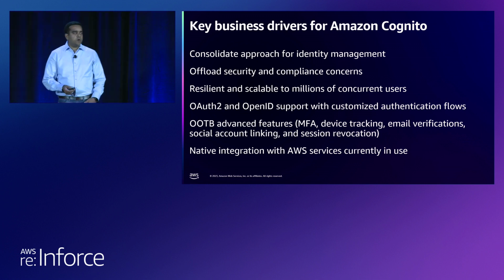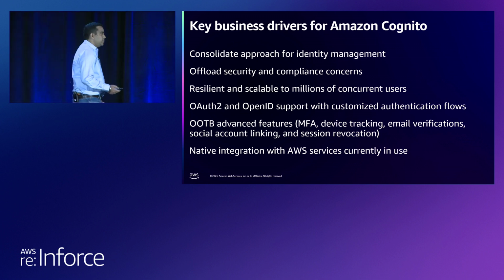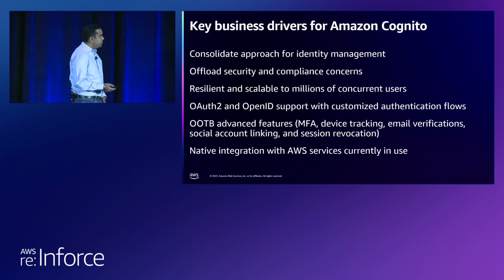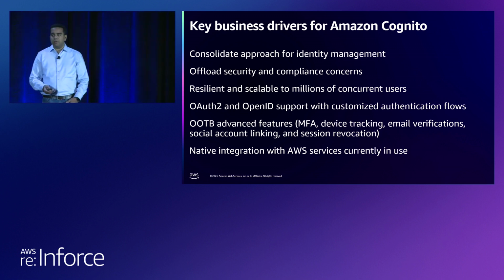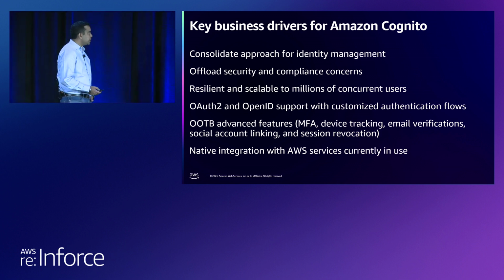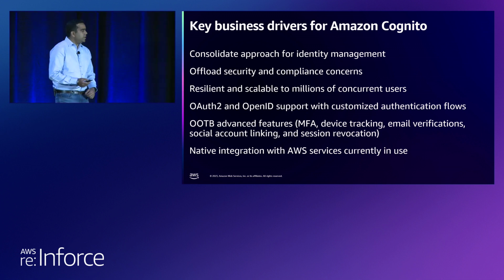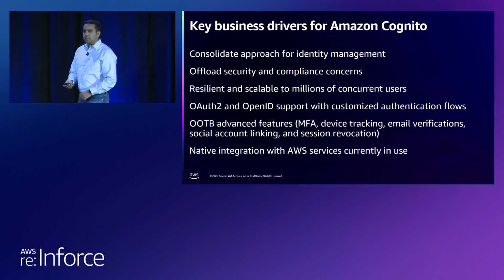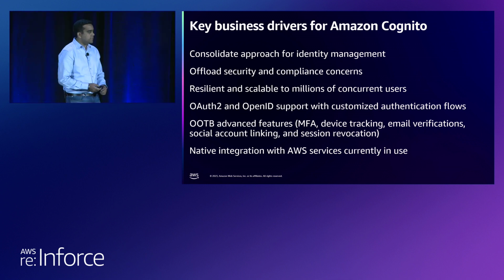Now, as we grow our security stance, we wanted certain features out of the box, such as MFA, device tracking, email verifications, and also the ability to revoke sessions in case a user or a device gets compromised. And finally, given our massive presence in AWS, we wanted native integration of our identity management solution that plays along nicely with our other AWS services.